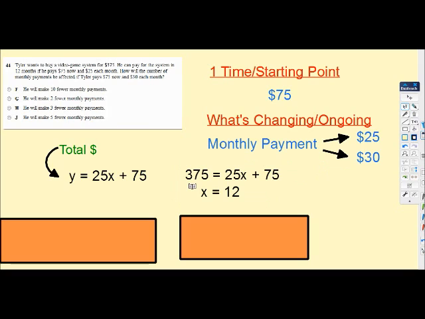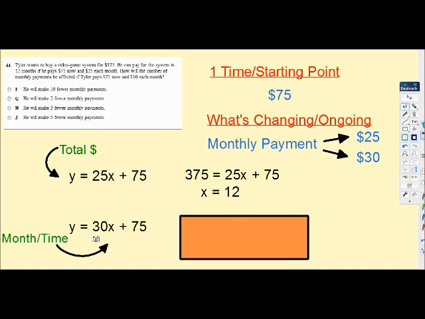Then we plug in, and we know 375 is what he owes, so that's going to be the total. We're going to solve for X, just moving the numbers and then dividing. We're going to find X equals 12. So that was the number of months. Here it's 12 months.